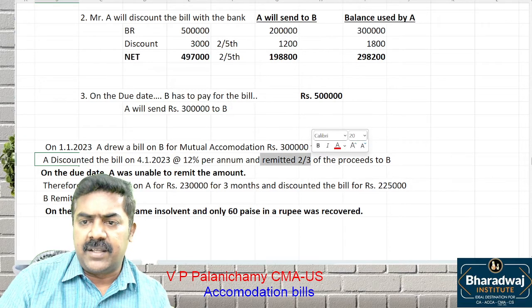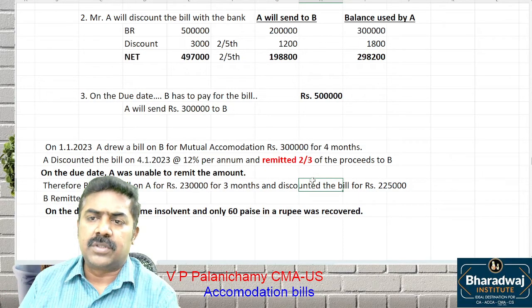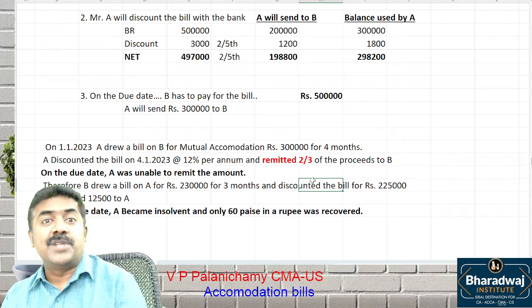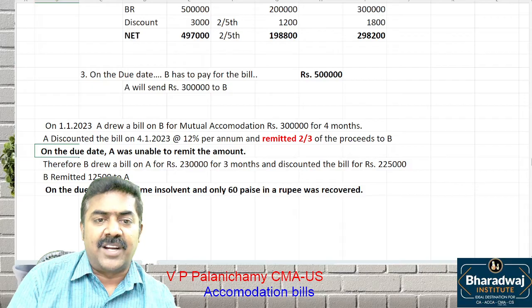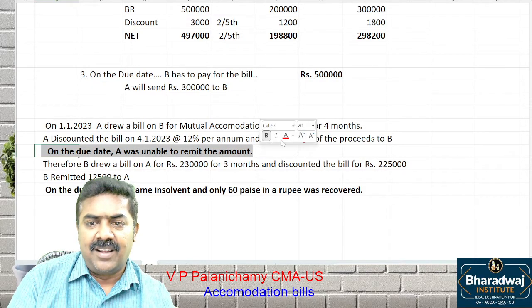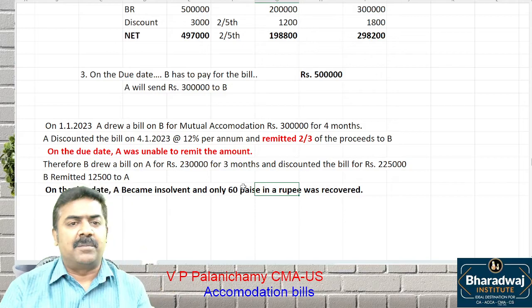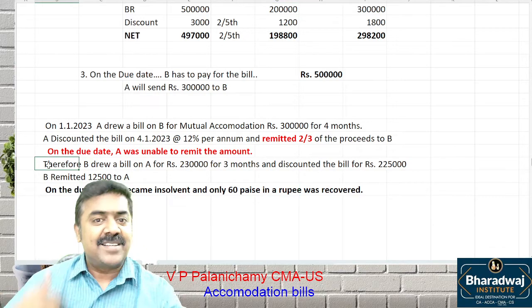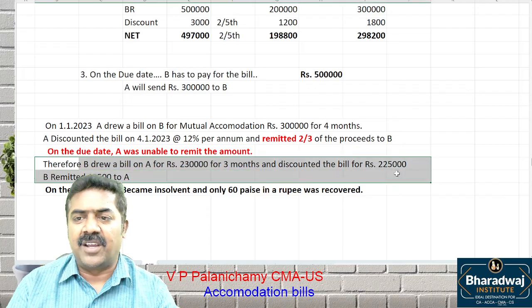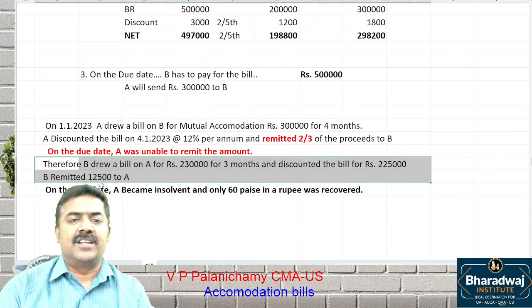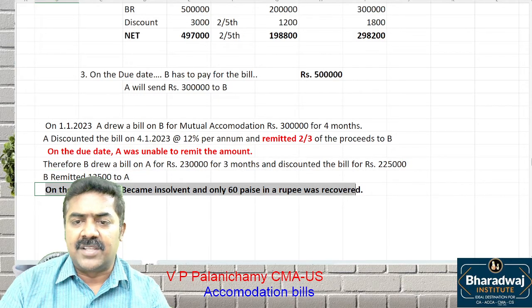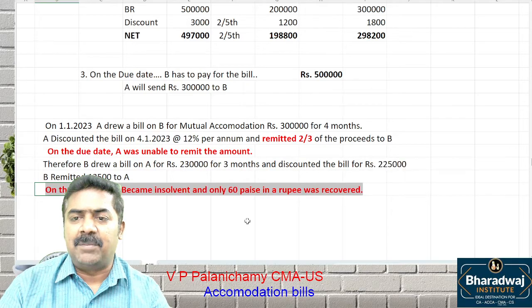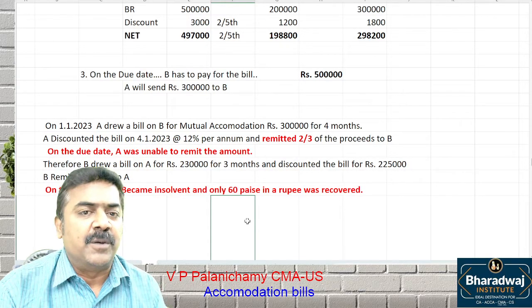What do you mean by remitted? Sending the cash. 2/3 to B. So A is using 1/3, B is going to use 2/3. On the due date, A was unable to pay. On the due date, you should have paid me the money, but you are not paying. Therefore B is drawing the bill on A, and I am discounting the bill and sending some 12,500 to A. On the due date of the second bill, A became insolvent, only 60 paise in a rupee was recovered.